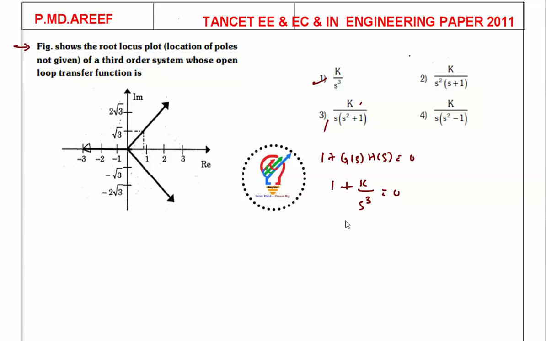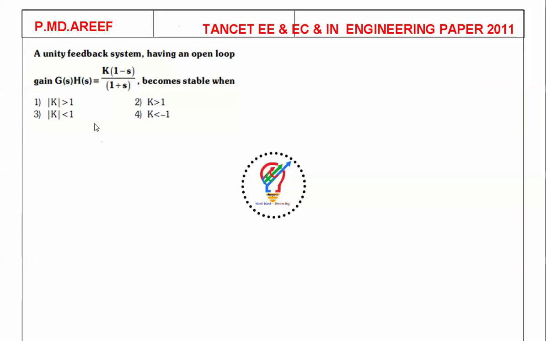So from this, what is the breakaway point? For the breakaway point, dK by ds is equal to 0, which implies we get 3s square is equal to 0. So we have two roots at the origin here. The points are moving from here like this. So the most appropriate answer will be this one, because the others are not satisfying this condition. Okay, next question.